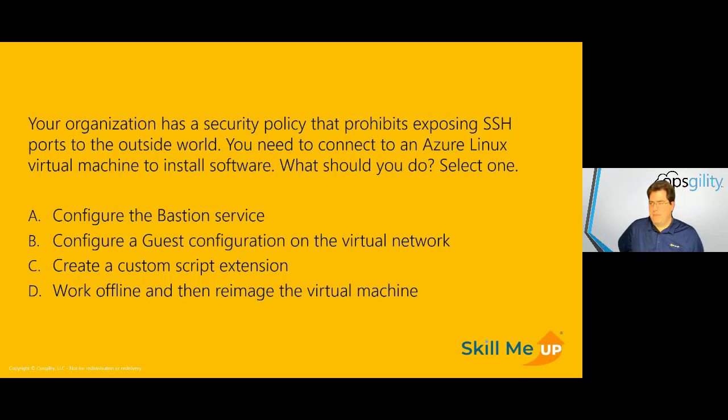You want to prohibit exposing SSH ports to the outside world, so you do not want those to be open at all. So do you configure the Bastion service, configure a guest configuration on the virtual network, create a custom script extension, or work offline and then re-image the virtual machine?